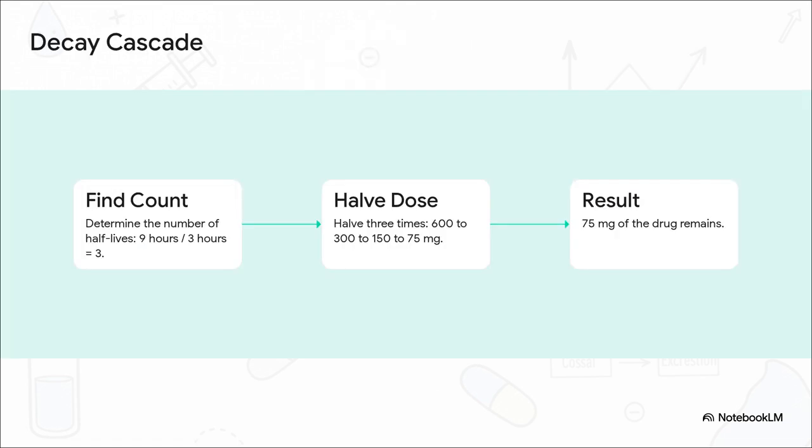Your absolute first step, always, figure out the number of half-lives that have passed. If 18 hours went by and one half-life is 6 hours, we just do 18 divided by 6. That gives us 3 half-lives. Step 2, take your starting dose of 800 milligrams and chop it in half 3 separate times. 800 becomes 400, 400 becomes 200, and 200 becomes 100. So the answer is 100 milligrams remaining. Always find the number of half-lives first.